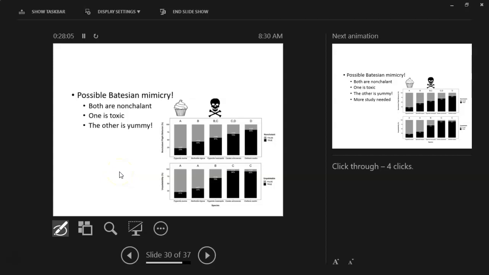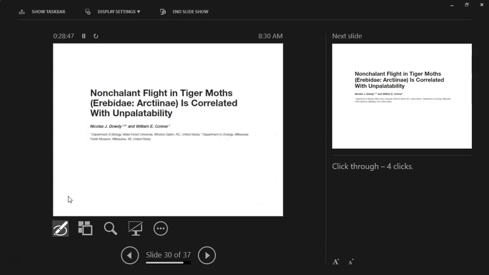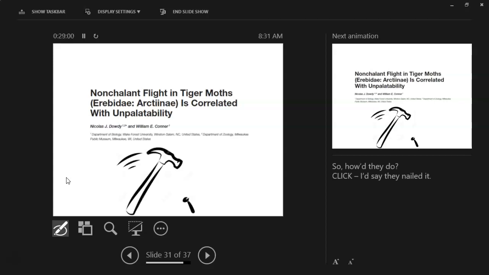So this would be an example of Batesian mimicry, where one species is mimicking another, even though it doesn't have the same degree of chemical defenses to back up the signal it's sending with the mimicry. The authors do point out that more study is needed to make sure that this is a case of Batesian mimicry. All right, so if we zoom out to the big picture and consider whether or not these authors found support for their hypothesis, I would say, in my own opinion, that they did a very good job of finding that support. I'd say that they nailed it.